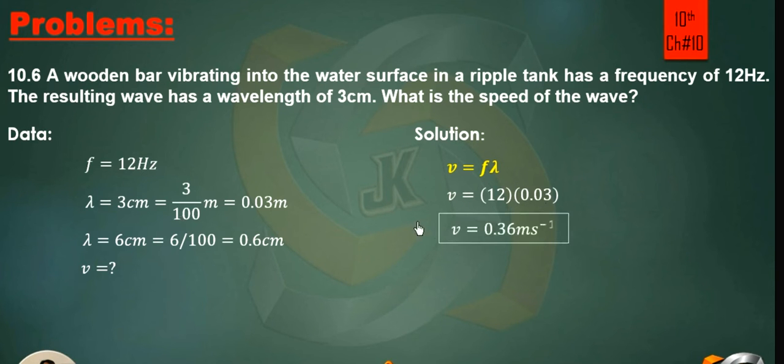So wave speed is v equals f lambda. If you substitute the value of frequency as 12 Hz and wavelength as 0.03 meter, then we will get the answer v equals 0.36 meters per second. We can also use 6 centimeter as well, but in the given numerical we will be using 0.36 meters per second.